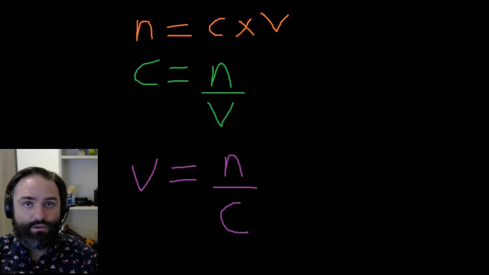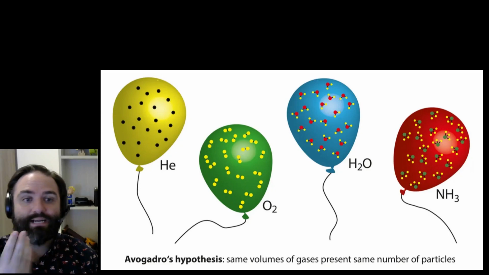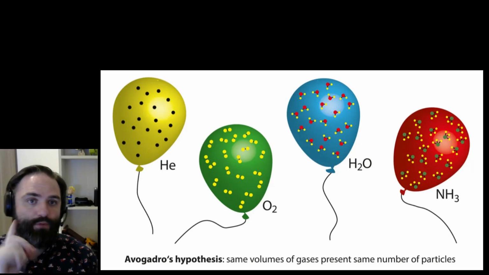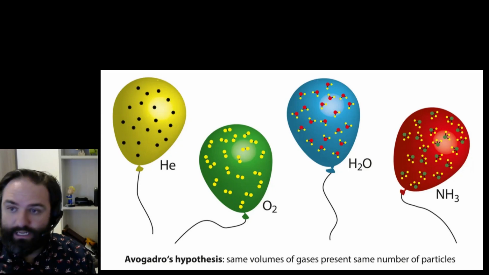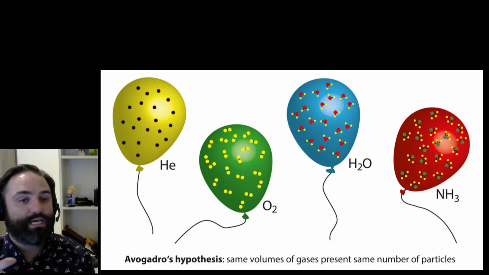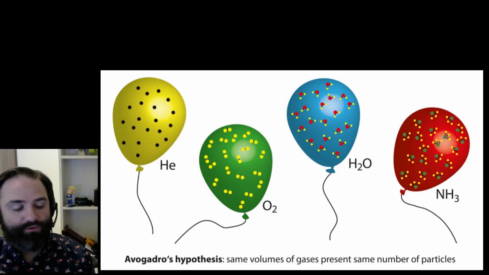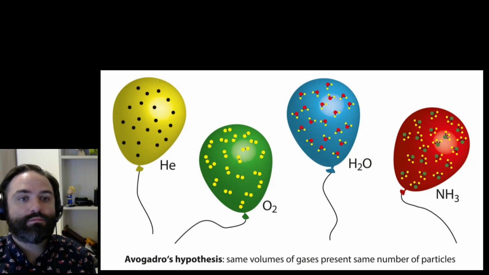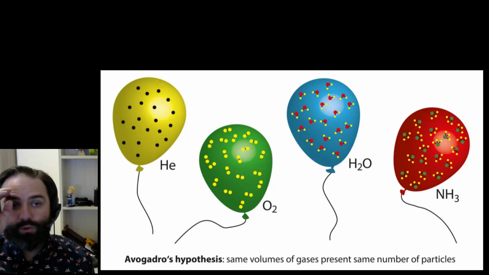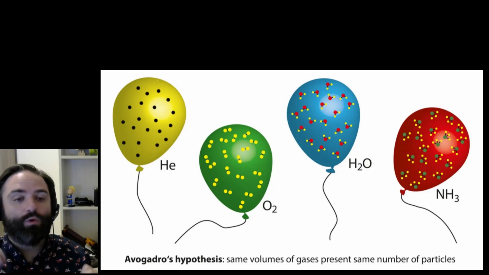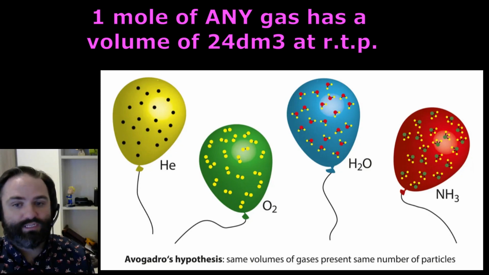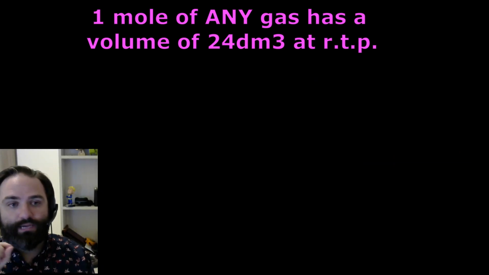The third equation isn't really an equation so much as it is kind of a fact that you can use to work things out. And that is for gas volumes. 1 mole of any gas, and it's amazing, it's any gas. Doesn't matter what the gas is. Hydrogen gas, ammonia gas, water vapor, methane, neon. But 1 mole of any gas, if you've got exactly 1 mole of that gas, 6 times 10 to the power 23 particles, it will have a volume of 24 decimeters cubed. So it will take up a space of 24 decimeters cubed at room temperature and pressure.